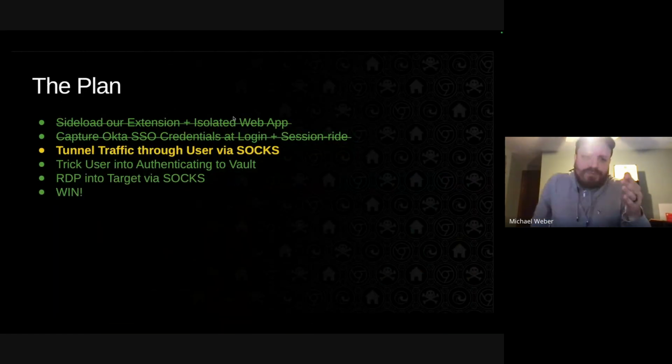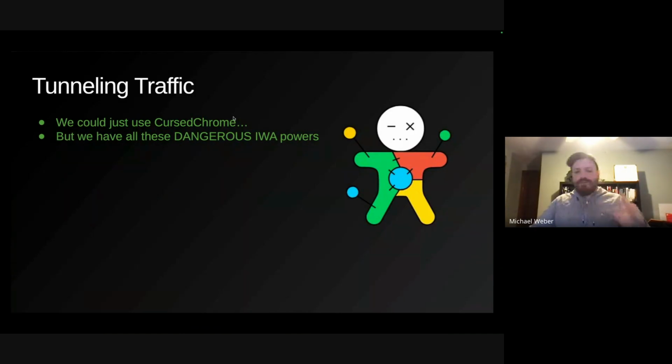So we've captured those SSO credentials. The next step is proxying our traffic somewhere else on their internal network. And normally for this, I would say we'll just use Cursed Chrome. That's that pen testing Chrome extension that I mentioned earlier in the presentation. It's great, but it only does HTTP. And we just spent like 10 or 15 minutes talking about how to sideload an isolated web app. So let's actually dig into that.